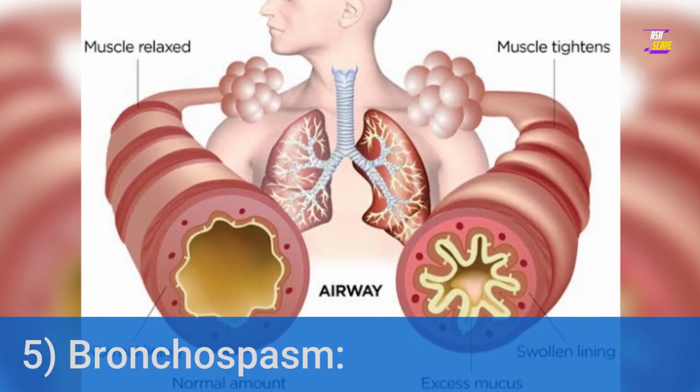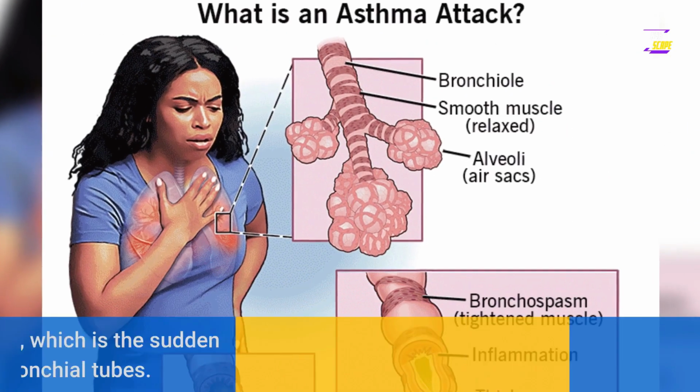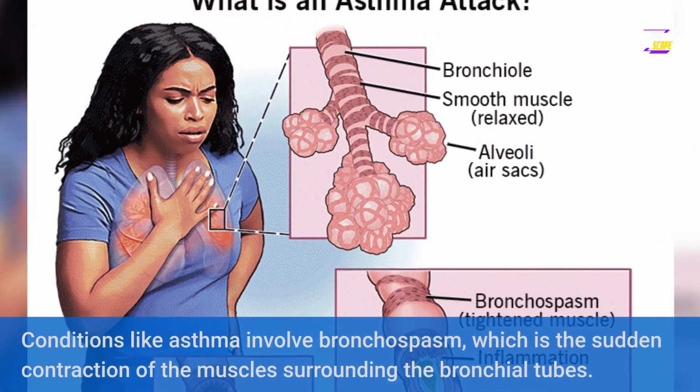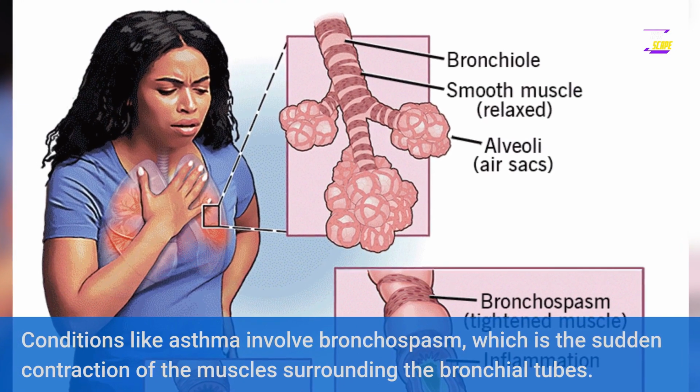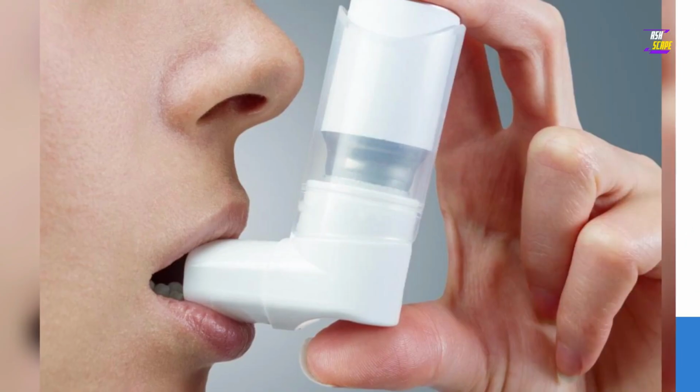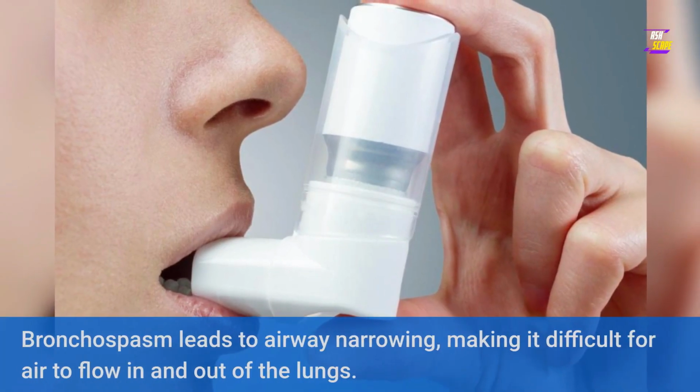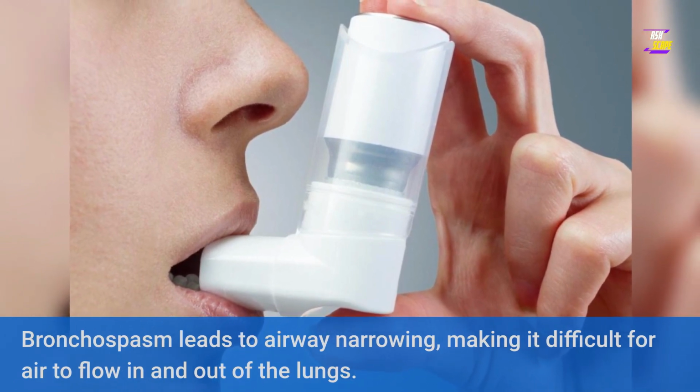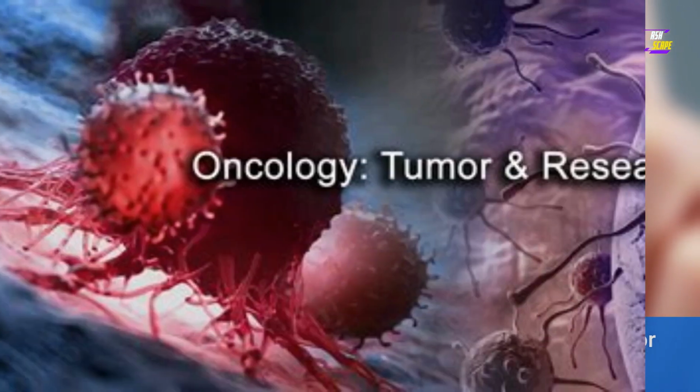5. Bronchospasm. Conditions like asthma involve bronchospasm, which is the sudden contraction of the muscles surrounding the bronchial tubes. Bronchospasm leads to airway narrowing, making it difficult for air to flow in and out of the lungs.